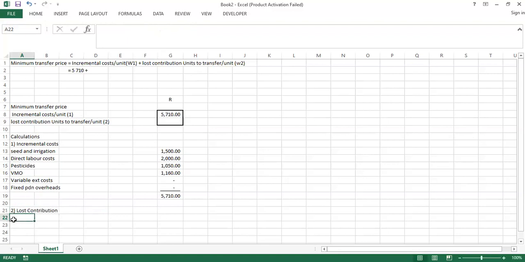Lost contribution. That's on the second calculation now. So on the lost contribution, which means for starters, we want to calculate our contribution. So what's our contribution? It's the selling price, less total variable costs. Let's say per unit, yeah?